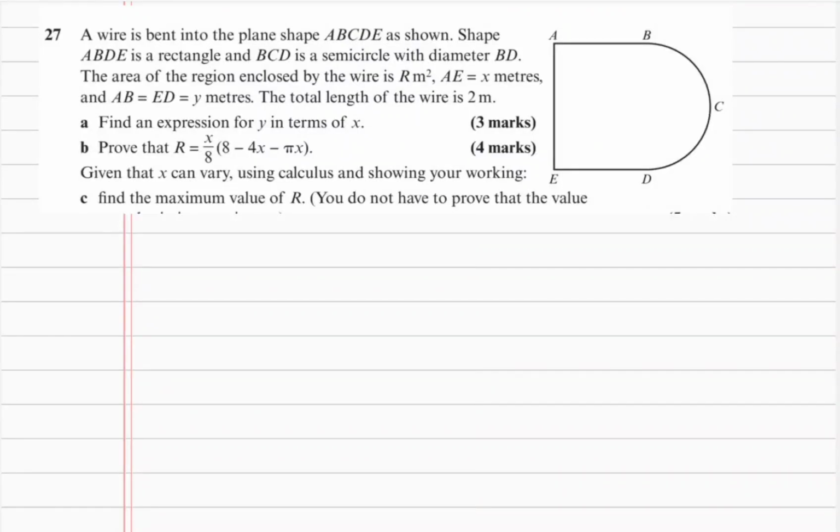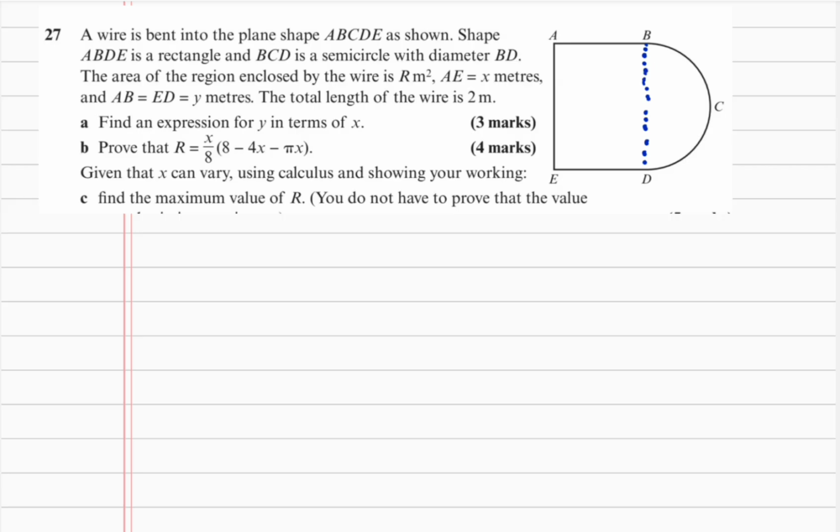Hi everyone, this video is on the mixed exercise 12 question 27. We have a wire which is bent into the plane shape ABCD as shown. The shape that we have here is made up of two smaller shapes. One of them is a rectangle and the other one is a semicircle, as it's stated here.